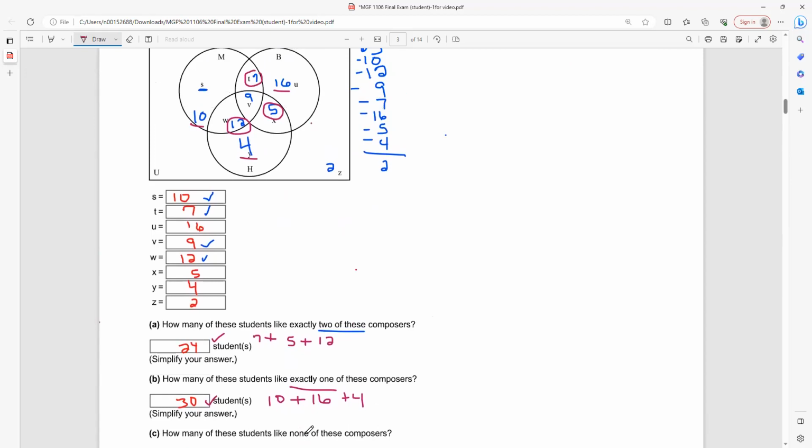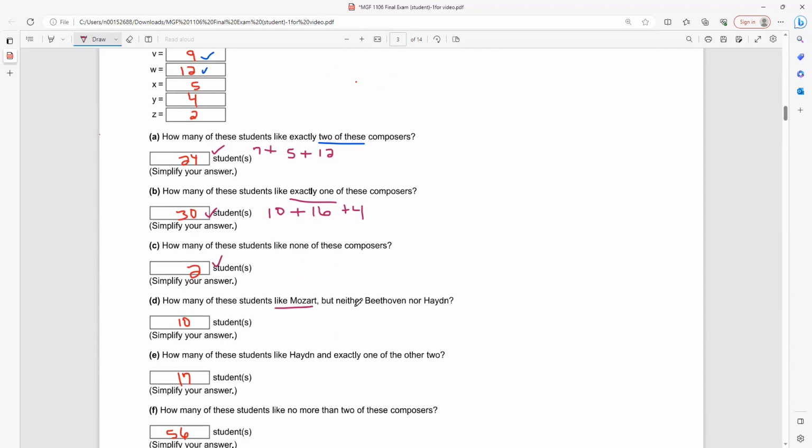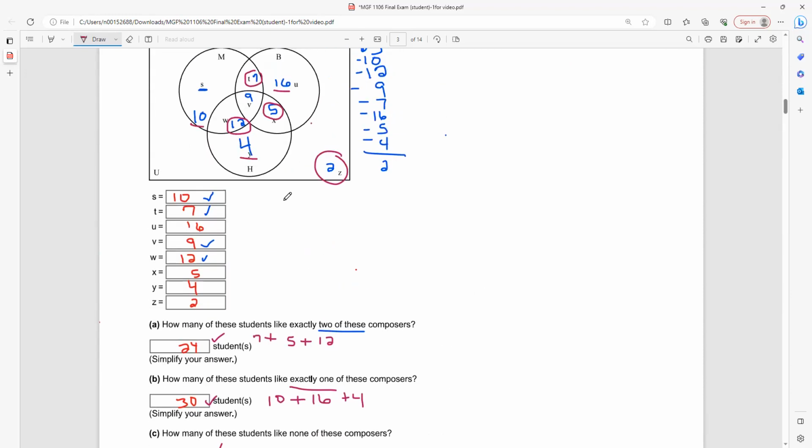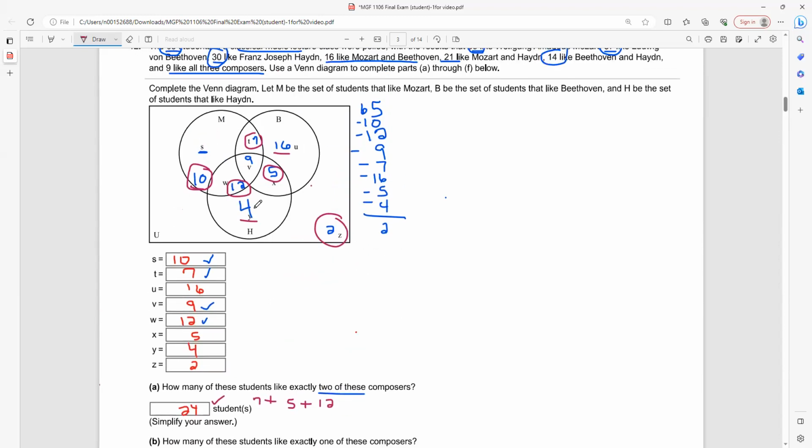Letter C, how many of the students like none of the composers? We've identified that value as being 2. How many of the students like Mozart, but neither Beethoven nor Haydn? So those would be these students here that are listed in Mozart's circle, but have no shared components with Beethoven or Haydn. So that's 10 students. Letter E, how many of the students like Haydn and exactly 1 of the other 2? So like in Haydn would be 4.